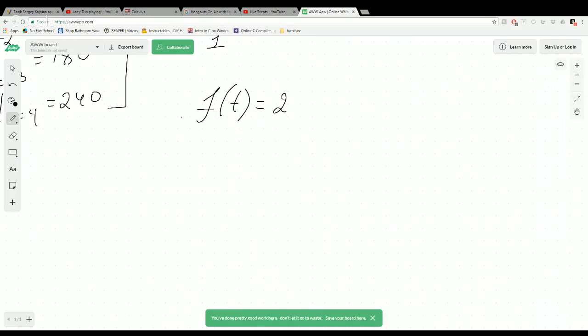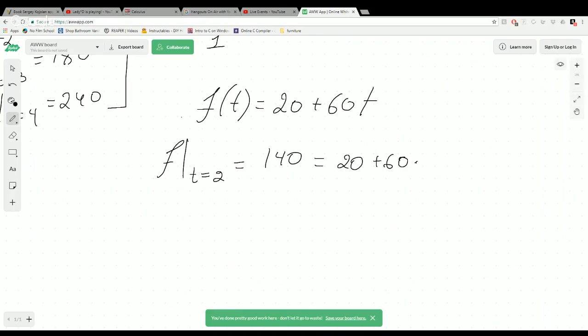f of t equals 20 plus 60t. And I want to know what the slope is. Strang just said 20 cancels. What does that mean? Well, let's take 2 points. I say, what is the odometer reading after 2 hours? Well, I plug in 2. 2 times 60, 120 plus 20, right? That's 140. So the calculation is this, 20 plus 60 times 2.